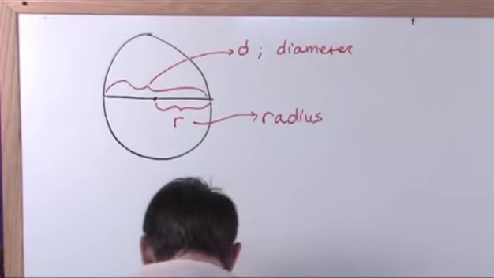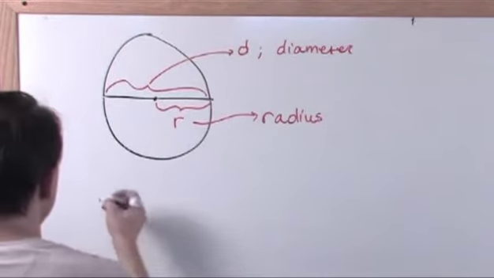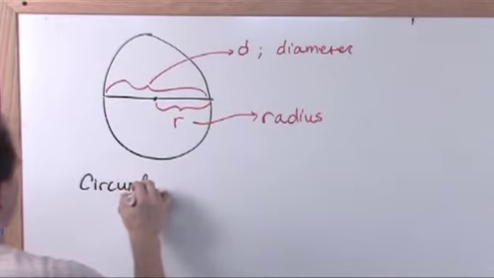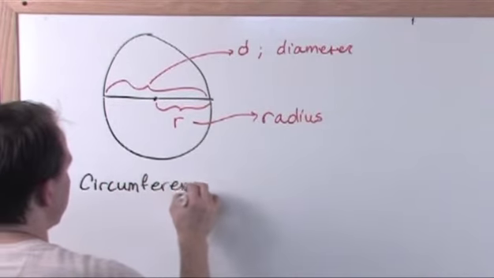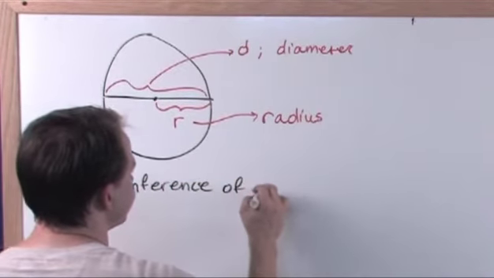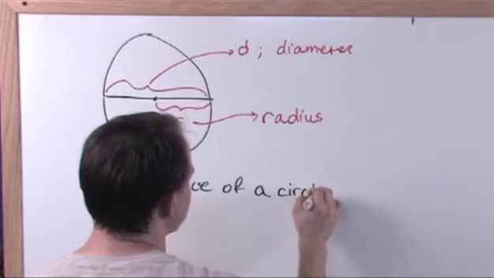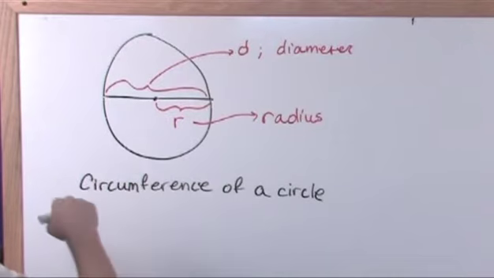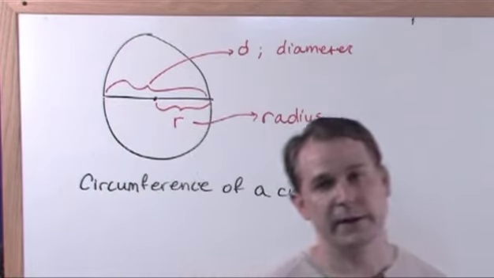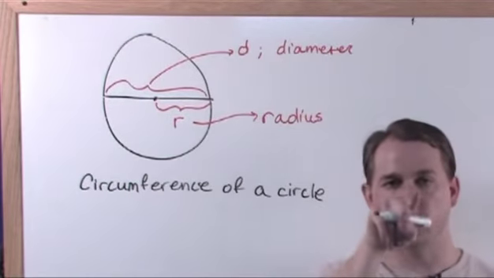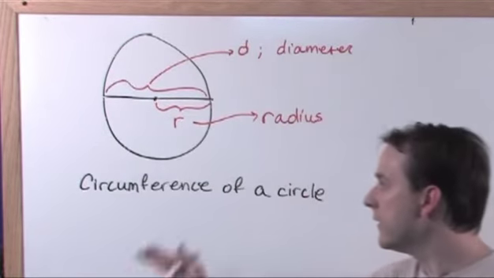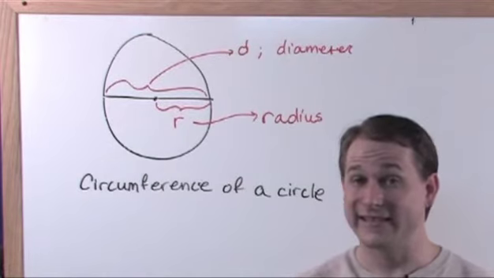So let's talk about something very, very important. We're going to talk about the circumference of a circle. The circumference, very simply, is basically like the perimeter. When we talked about the perimeter of a square, we said, if we walk around the edge of the square all the way around, how far would we have walked? Circumference is perimeter. That's exactly what it is.